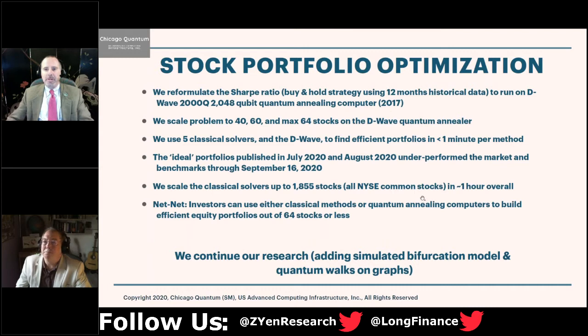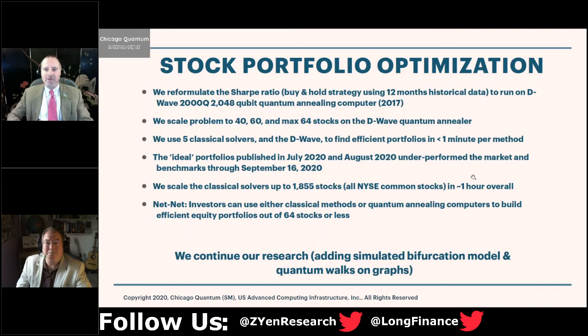So what did we do? We took 12 months of historical data and we're analyzing using something similar to the Sharpe ratio, but the Sharpe ratio doesn't work on a quantum computer, so we had to come up with a new formulation. It picks efficient portfolios. We did it for 40 stocks because you can use brute force to validate. We then did 60 stocks, and on D-Wave's 2017 architecture that we use, the maximum is 64 stocks at a time. We use 5 different classical solvers.